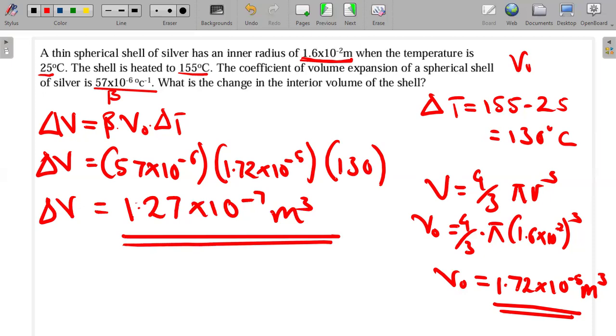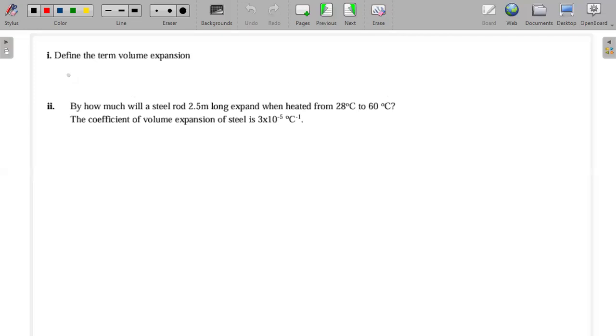Okay, so if there's no question, let's proceed to the next example, this one. Question 1 says define the term volume expansion. So anyone who can define for us what volume expansion is? What does the term volume expansion mean? What is volume expansion? We were talking about this just a few moments ago.